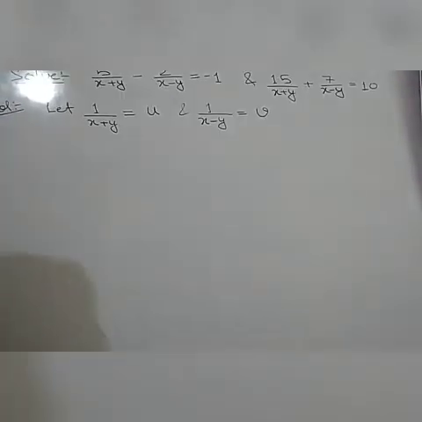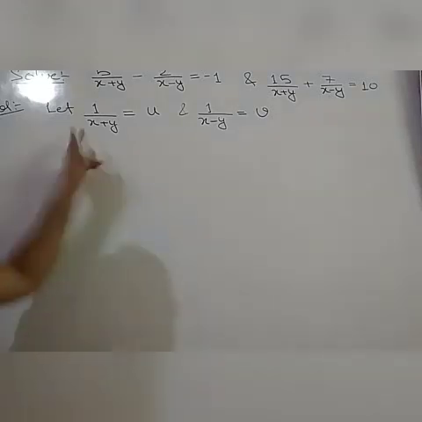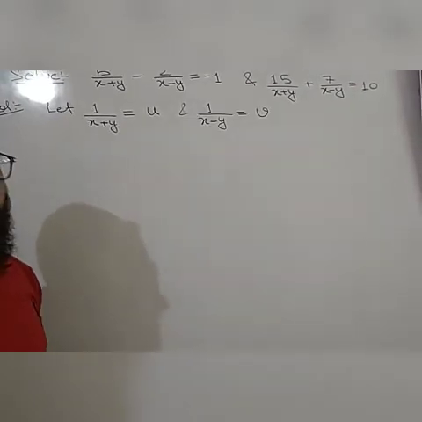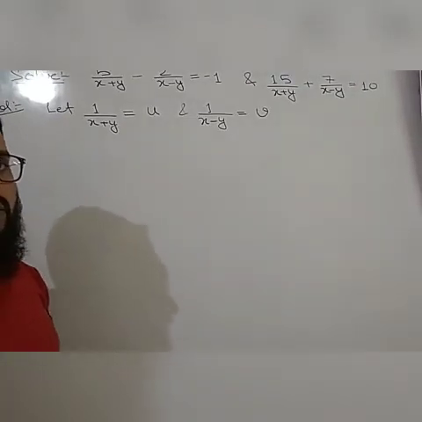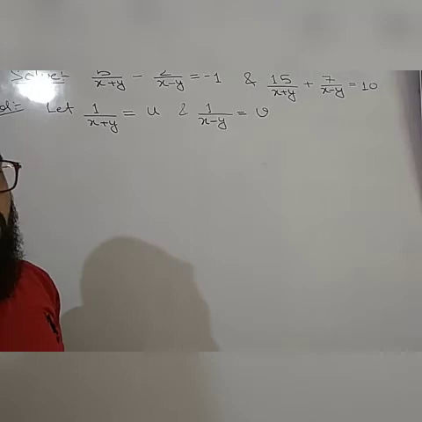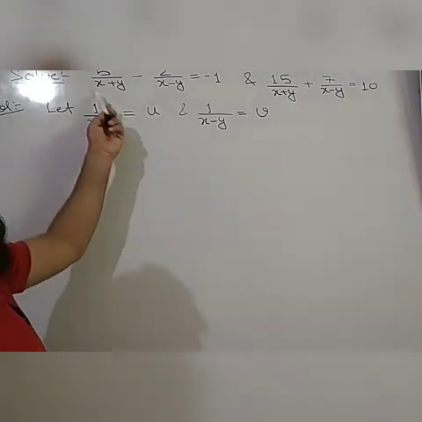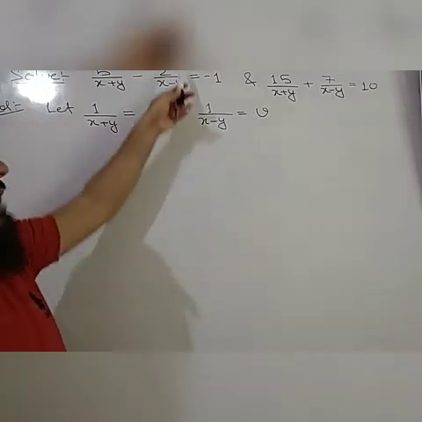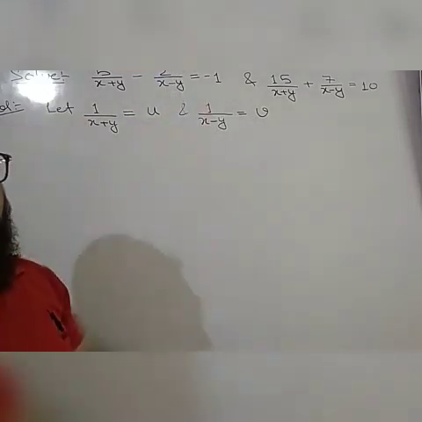Like in the last question, we have taken 1 upon x is equal to u and 1 upon y is equal to v. Depending on the question, if it is only x in the denominator, we will take 1 upon x is equal to u. If it is x plus y in the denominator, then we will take 1 upon x plus y is equal to u and 1 upon x minus y is equal to v.